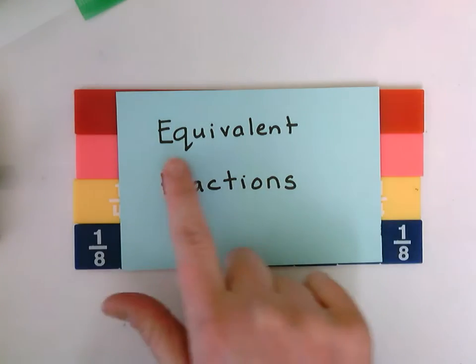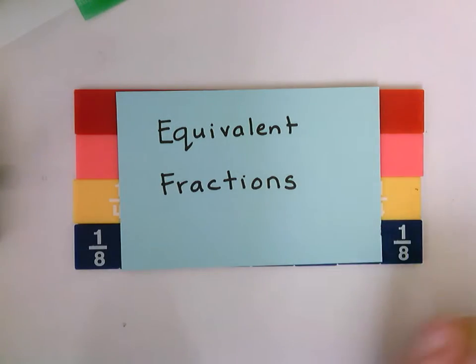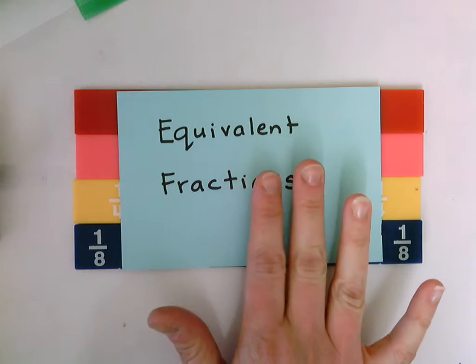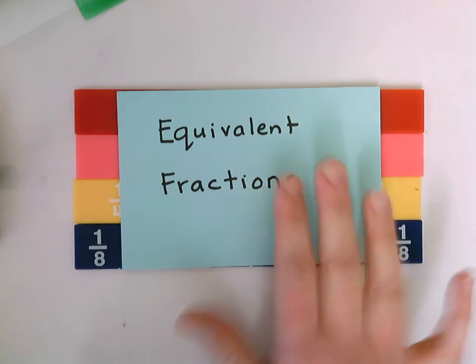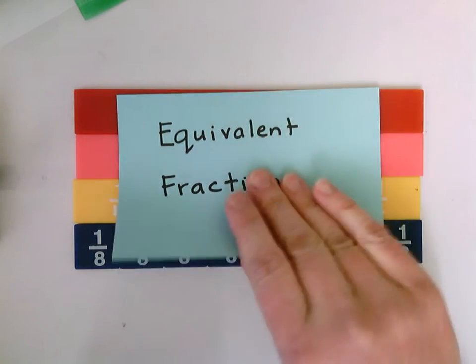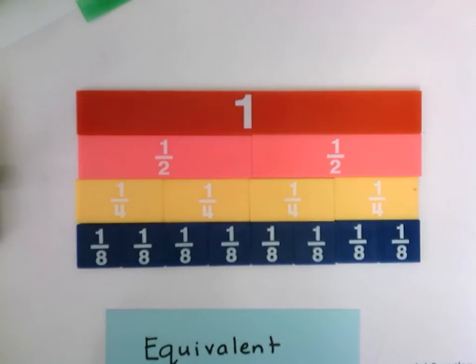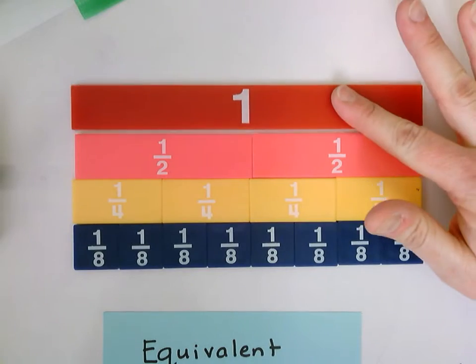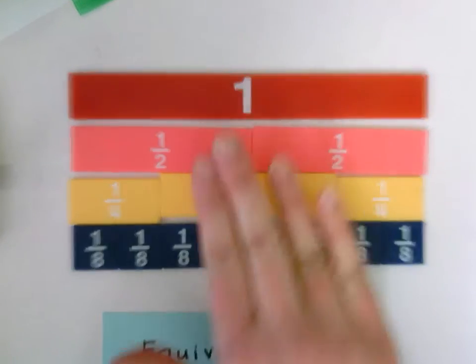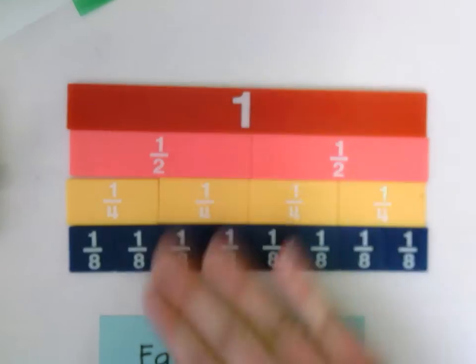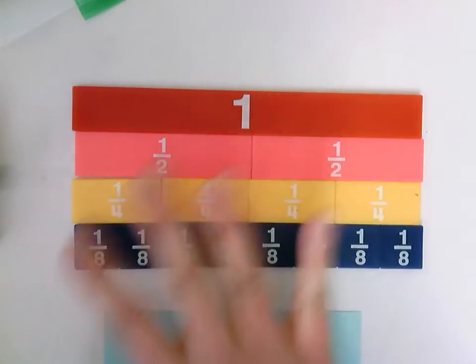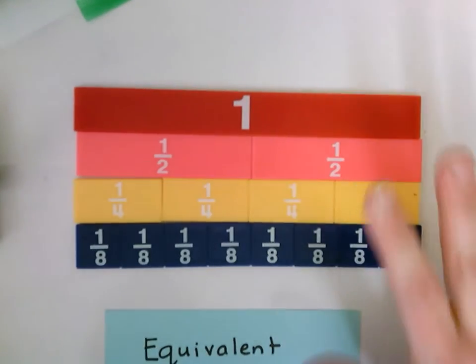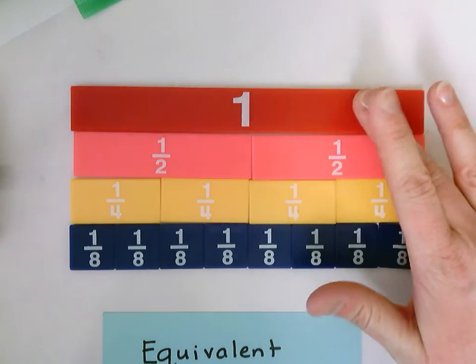Today we're going to talk about equivalent fractions. All right, so equivalent is a word that means equal or having the same value. All right, so I want you to take a second and get your fraction strips. I want you to create this with your one whole piece, your halves, your fourths, and your eighths. So take a minute, pause your video, build this with your fraction strips, and then turn the video back on.